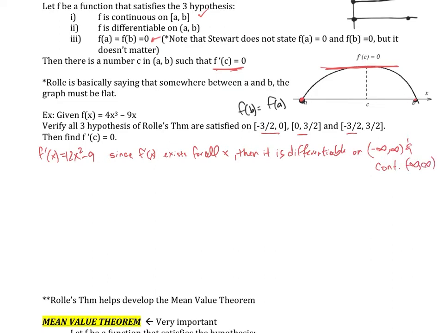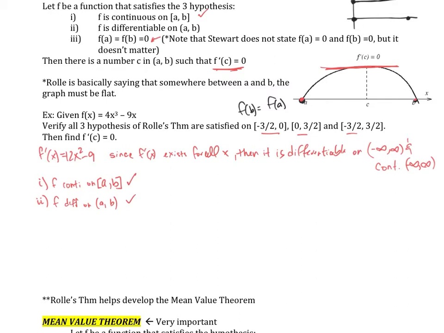Let's take a look at the first situation. Step 1: is f continuous on the closed interval [a, b]? I look at my f of x, and it sure is. Step 2: is f differentiable on the open interval (a, b)? Yep, I was able to take the derivative of it. So far so good, the two parts hold.